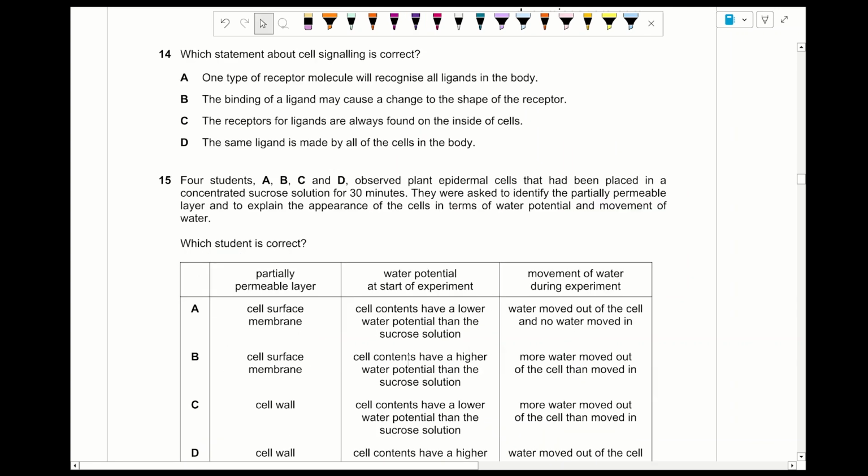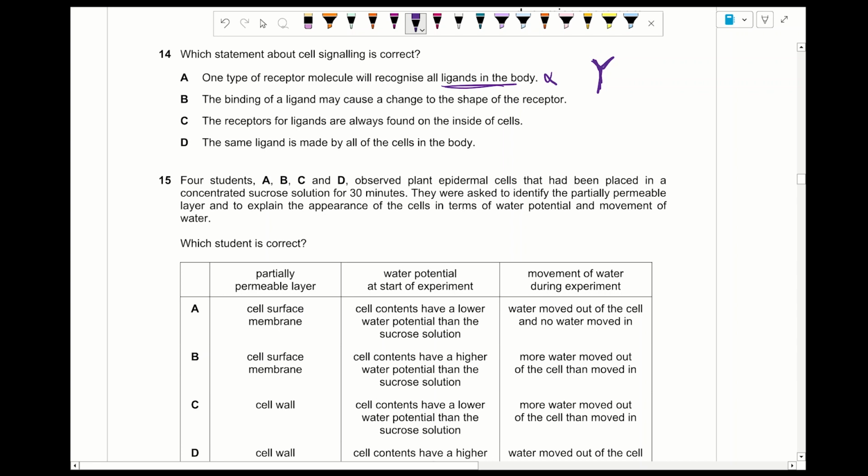Question number 14. Which statement about cell signaling is correct? Now, A. One type of receptor molecule will recognize all ligands in the body. So, this is incorrect because a receptor molecule is specific for only one ligand, one shape. Therefore, this is incorrect.